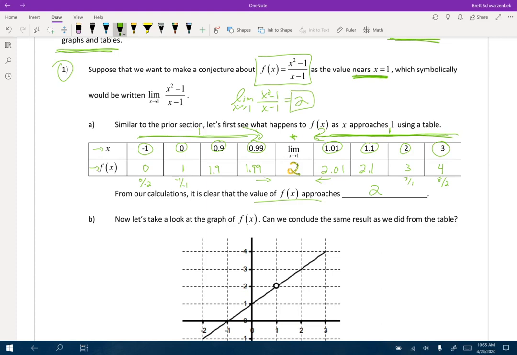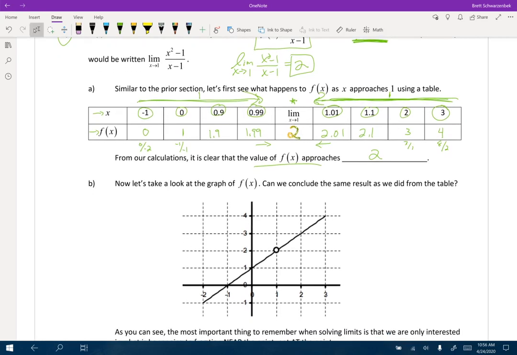So that is using a table. We're not going to do that a lot. You're going to do it a little bit in your labs and homework, but we're going to be using more algebra and calculus methods later. But for now, we're just going to talk about the beginning methods to figuring this out, one of which is a table. Okay, well, what about a graph?